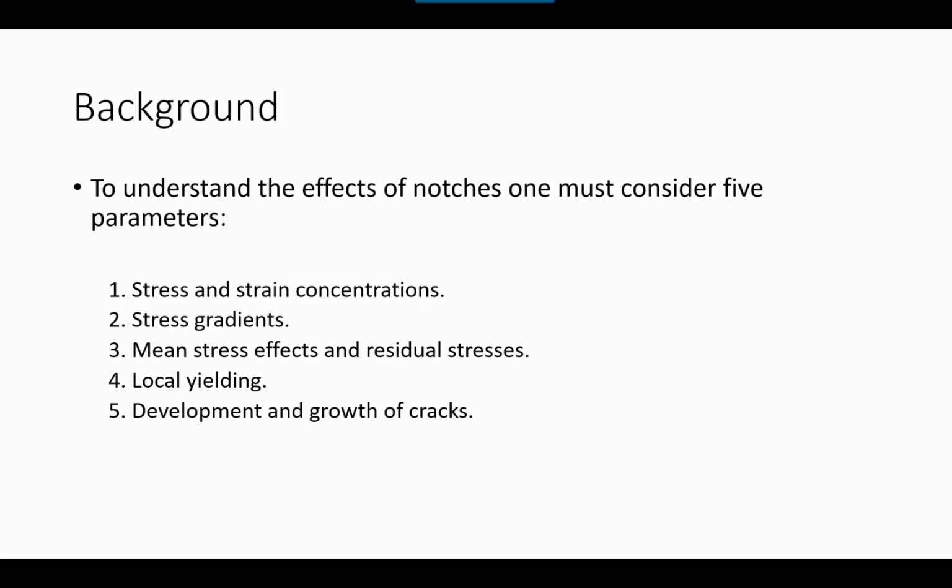Fourth, what happens when we plastically deform, when we yield in the vicinity of a notch? And last, what happens when a crack grows at the notch? So in this chapter and in the slides, we're going to go through and see how each of these concepts apply.